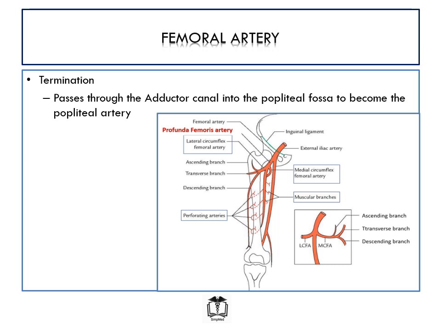How does the femoral artery end? It ends after passing through the adductor canal by entering into the popliteal fossa. Once it is in the popliteal fossa, we stop calling it the femoral artery and we start calling it the popliteal artery, and that's the termination point of the femoral artery.